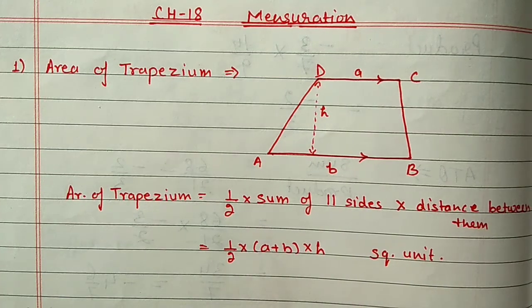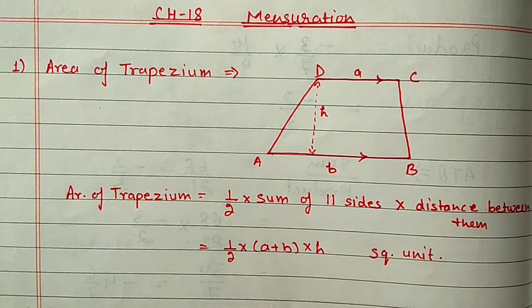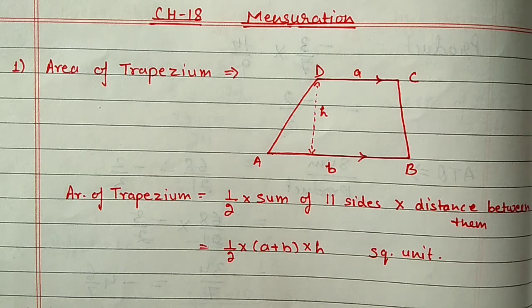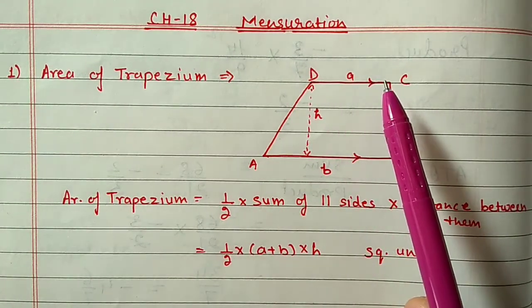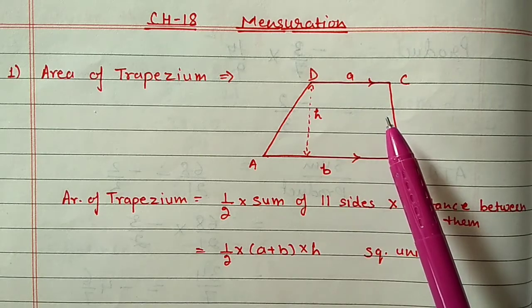Hello students, we are doing chapter number 18 mensuration and today we will start exercise 18.2. In this exercise you will get the problem based on area of different type of quadrilaterals and polygons. So in quadrilaterals first figure is trapezium. In trapezium only one pair of parallel lines we will get, these two will be non-parallel.